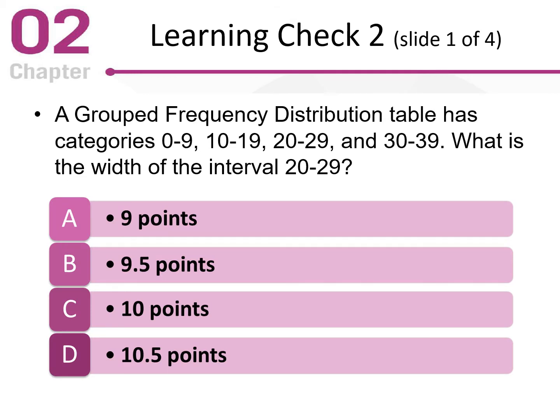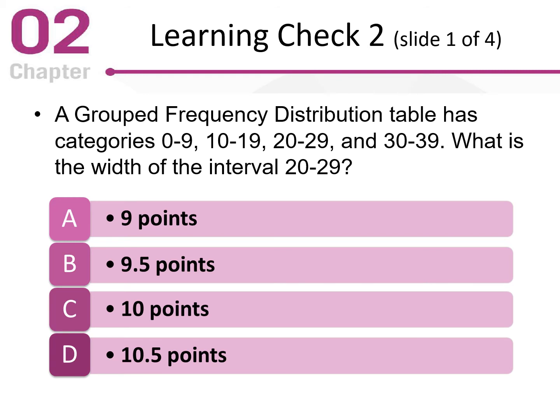So let's look at a grouped frequency distribution. It has categories 0 through 9, 10 through 19, 20 through 29, and 30 through 39. What is the width of the interval? Now, look at these intervals. You have 1, 2, 3, 4 different intervals here. We want to know what's the interval width.